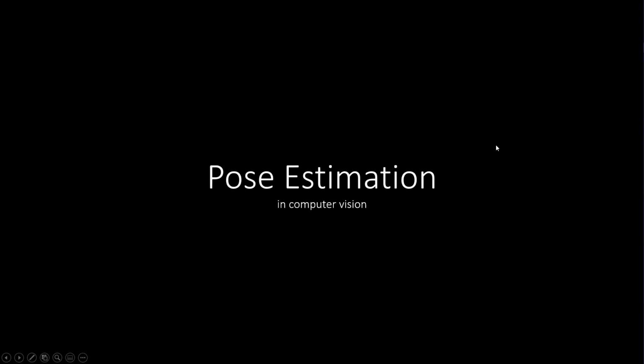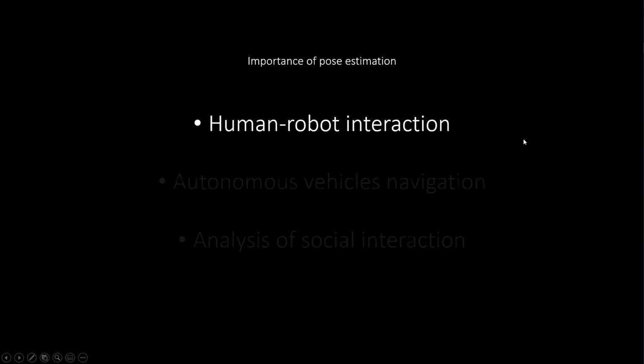And here comes the topic, pose estimation in computer vision, which means that we want the computer to detect our posture through camera or sensors. There are a few important aspects of pose estimation. First, human-robot interaction. One example is that when we put a V in front of the camera, it will automatically take a photo for us.